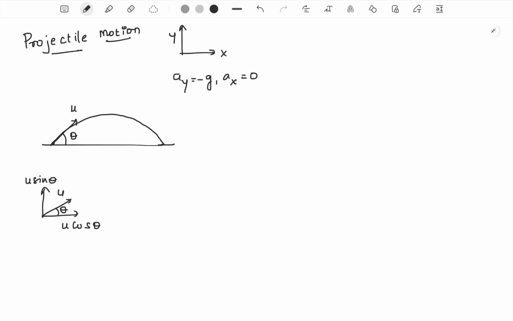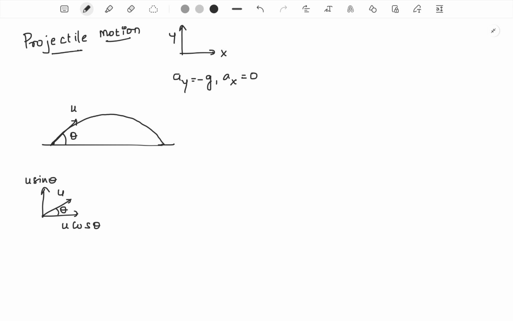And since there is no x component of acceleration, we can conclude that the x component of velocity of the body will not change with time. It would remain the same, u cos theta, all the time, both in terms of magnitude as well as direction. But if you look at y component of velocity, it would basically change with time because of the acceleration.